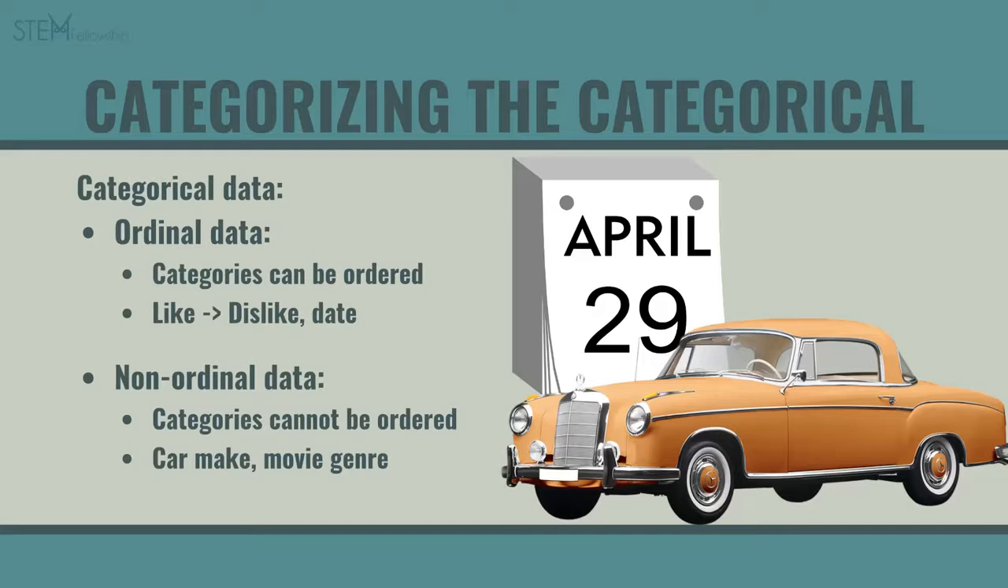Categorical data can also be broken down into ordinal and non-ordinal data. Ordinal categorical data is any set of categories that you can put into order. Think of months, like-to-dislike on a sliding scale, or movie franchises if you feel like starting a civil war. Non-ordinal data is any set of categories that cannot be ordered. For example, you can't give definitive rankings to colors, movie genres, or car makes.